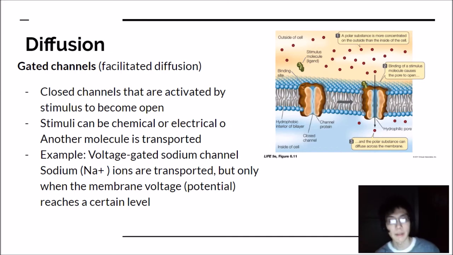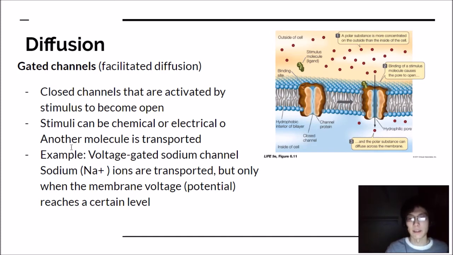The next thing that we talked a little bit about was this idea of a gated channel. Gated channels are also in a way facilitated diffusion, but generally speaking they only open as a result of some kind of stimulus. The stimulus can be chemical, it can be electrical, it can also be mediated by a ligand, so a stimulus molecule as shown here. Normally when this ligand is not bound, the channel protein here is closed. But when this ligand is bound to this protein, the channel protein opens and thus allows the little solutes to go through. So one example of this is the voltage-gated sodium channel.